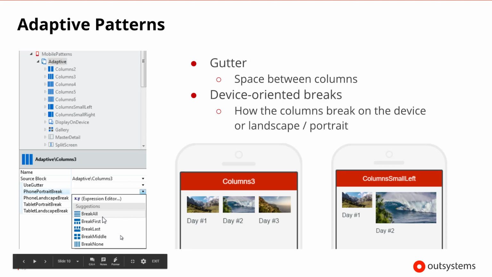You could try to break in the middle, but since we have 3, that doesn't work particularly well. Or we could set break none and say that they can't be broken. We want it this way, and if it looks bad, that's fine, it looks bad. So knowing these adaptive patterns and what they can do can be very helpful because we could actually change the behavior of how it will look on the phone versus how it will look on the tablet without actually having to create 2 different versions of the application itself.